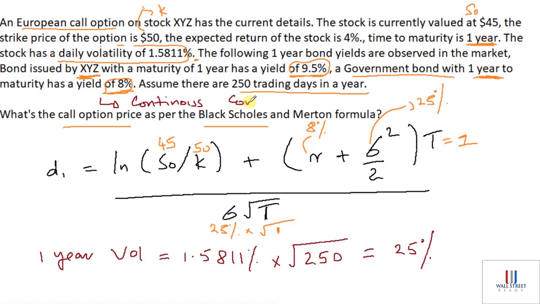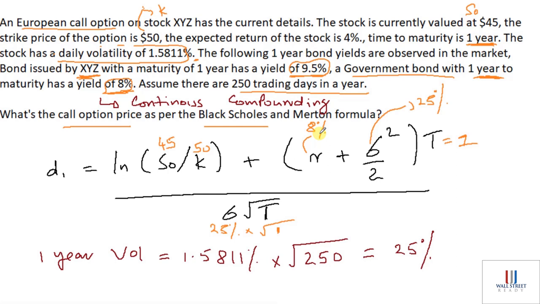Continuous compounding. Now if it's not continuous compounding, I have another question. We'll go through that. You'll have to convert this into a continuous compounding rate. So let's assume that the yield is given based on continuous compounding. So my yield is 8%. That will help me to calculate my D1.